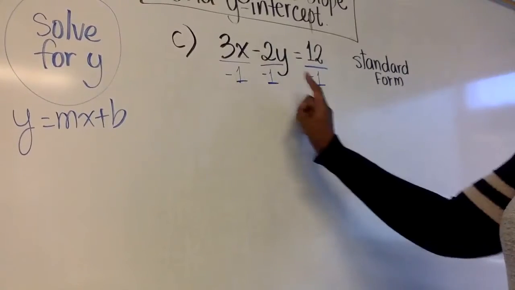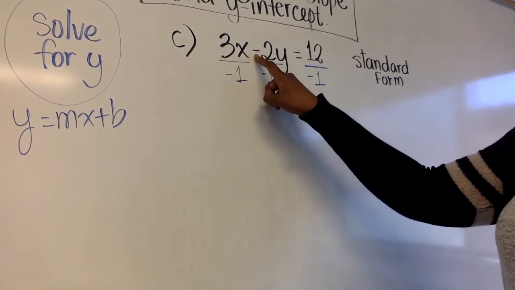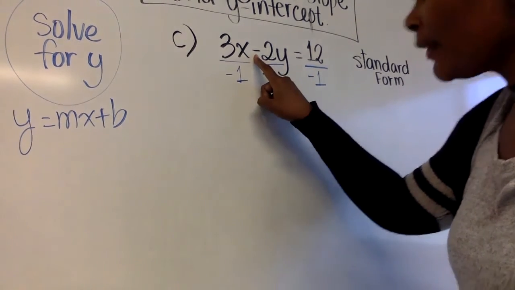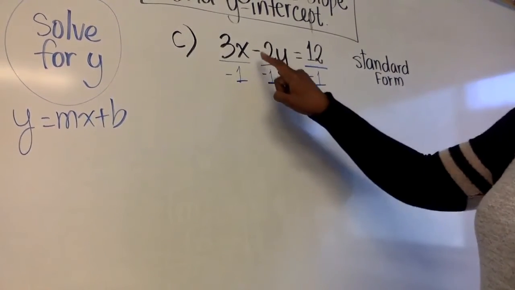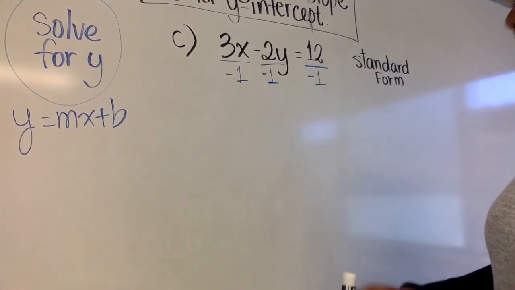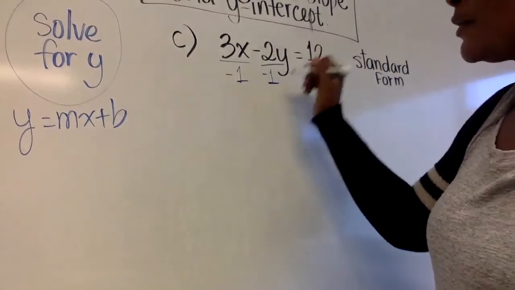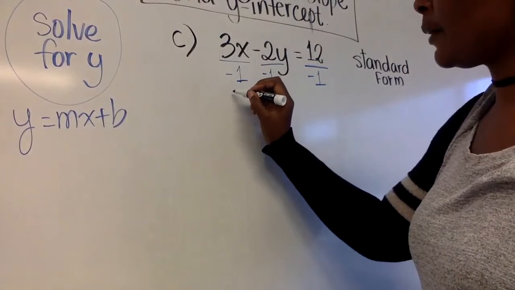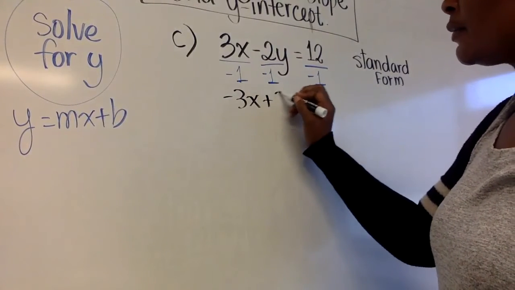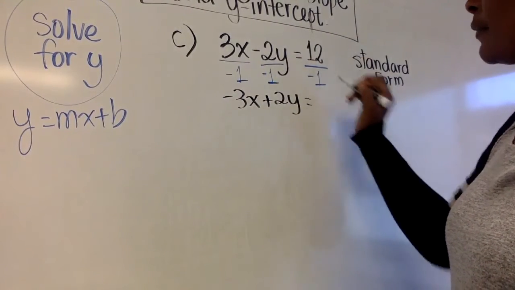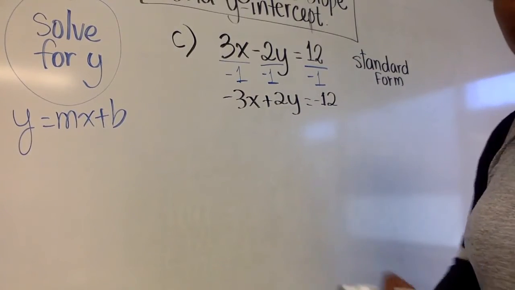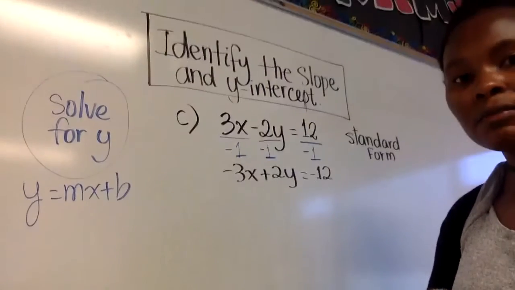Okay, so I hope you're able to see that there's a negative here, and you want to make sure the term with the y is positive. So you are going to divide by -1 on both sides of the equal sign. So I'll just take the opposite of every term. What is the opposite of positive 3x? Negative 3x. What is the opposite of negative 2y? Positive 2y. And what is the opposite of positive 12? Negative 12.